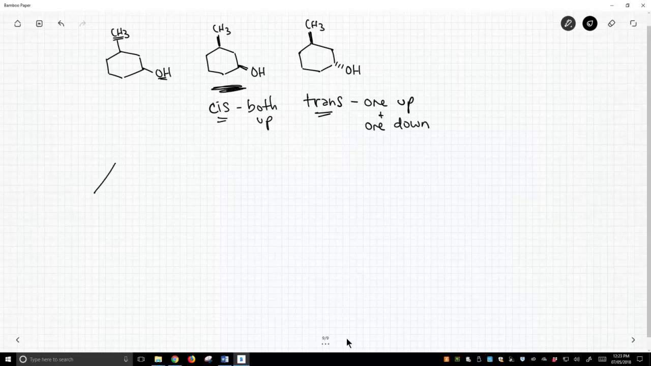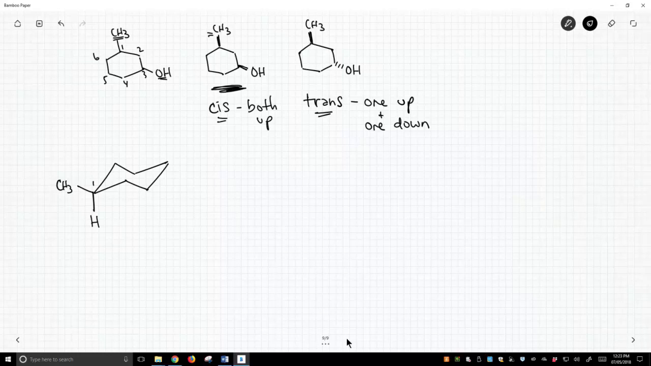So let's draw our chair. I always draw this chair first, just out of habit. Now let's number our carbons. 1, 2, 3, 4, 5, 6. This will be carbon 1. Carbon 1, there's a group oriented down and a group oriented up. The group down is going to be axial. I said I want to have the methyl group up, so let's have the methyl group equatorial up, and that means the down group must be a hydrogen.